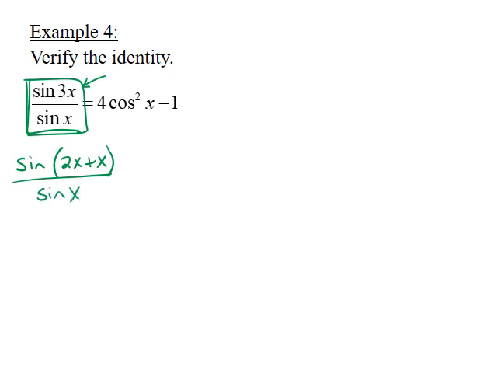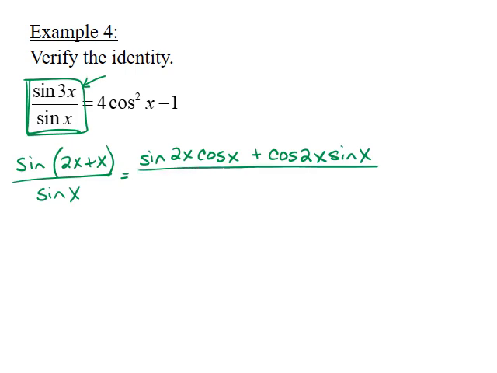Now you might want to glance ahead at the right-hand side so you can see what we are working towards. Okay, so using the addition formula here, this becomes sine of 2x times cosine of x plus cosine of 2x times sine of x, and everything is still over sine of x.